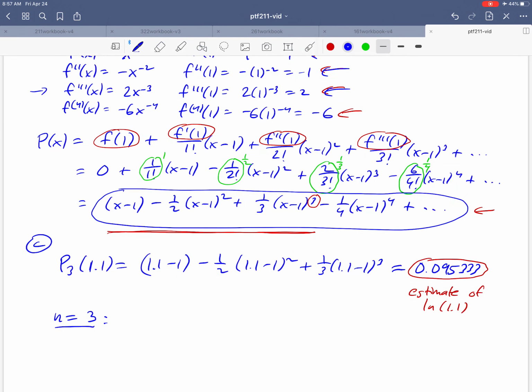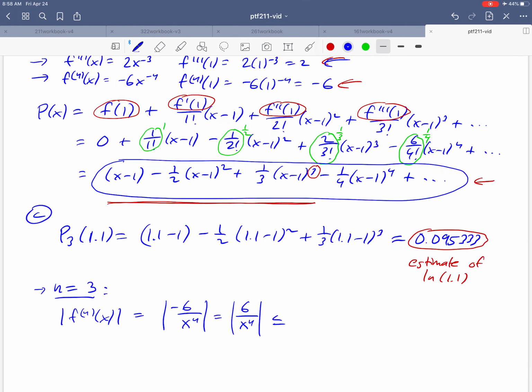There's a value of m in that formula, which has to do with looking at the derivative of f that's one bigger than the value of n. So we're interested in the fourth derivative of our function. We can look up at our work and see that the fourth derivative has a formula of negative 6x to the negative 4. If we rewrite that as negative 6 over x to the fourth, we're taking an absolute value of that, so we can get rid of the minus sign and just write it as 6 over x to the fourth. Then the question we're asking is, what is the biggest possible value that that could have? That's the value of m that we're interested in.